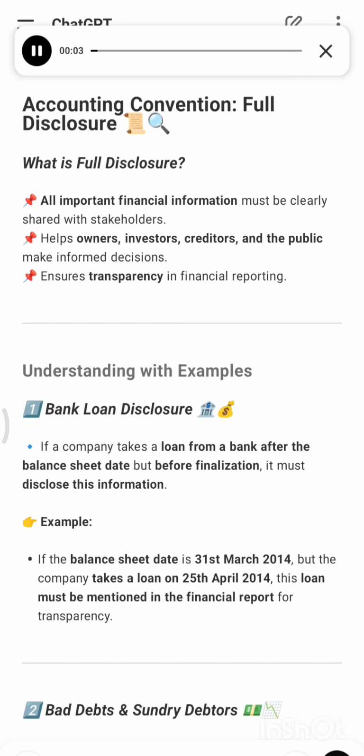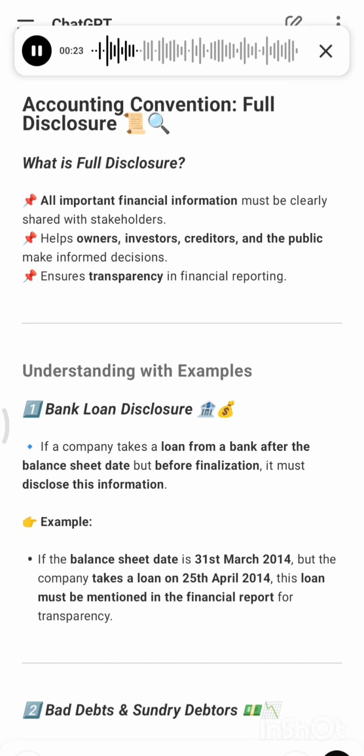Accounting convention: what is full disclosure? All important financial information must be clearly shared with stakeholders. It helps owners, investors, creditors, and the public make informed decisions, and ensures transparency in financial reporting. Understanding with examples.